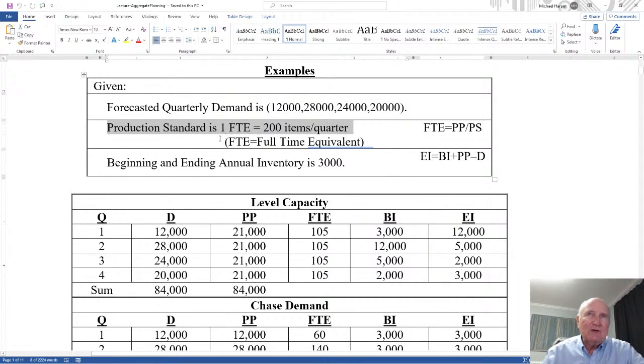Well, the FTE is called a full-time equivalent. Now, a full-time equivalent refers to a full-time equivalent worker. One worker working full-time, in this case, we're looking at a quarter. One worker working full-time for a quarter is 1 FTE. 2 people working half-time for 1 quarter is equivalent to 1 FTE. 4 people working quarter time is 1 FTE. And so a full-time equivalent is a very common metric.